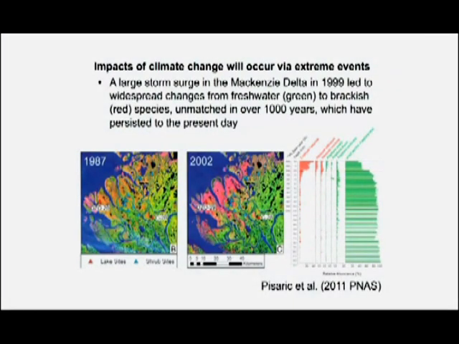This is an example from Canada. It's totally outside my area, but I find it very interesting. So I already showed that Arctic sea ice has been melting in the summertime.